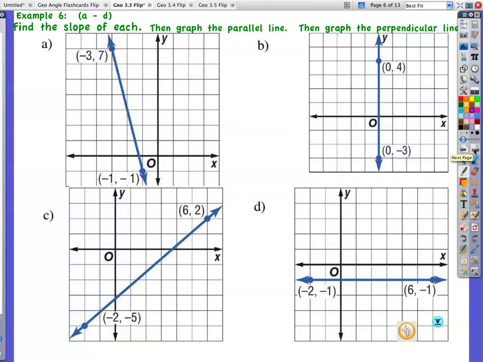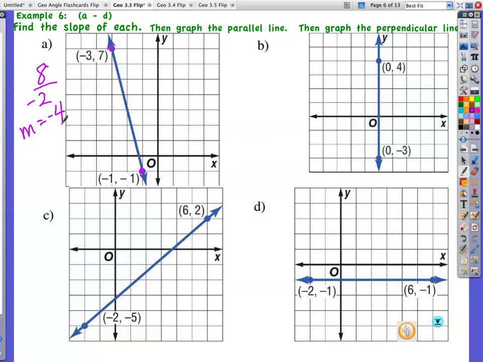Okay, here we go. Example 6. You have to find the slope of each line. So I've got a dot down here, a dot up here, rise: 1, 2, 3, 4, 5, 6, 7, 8. So I have a rise of 8, and I have a run of -2. So I have a slope of -4. Then graph a parallel line.